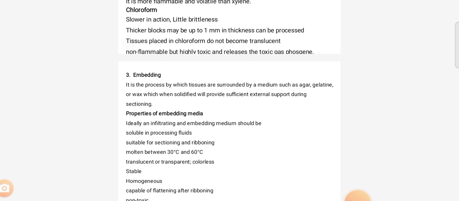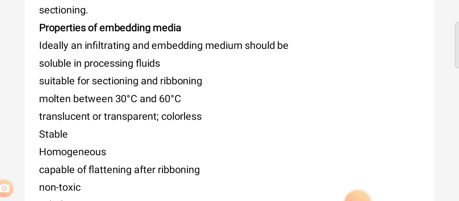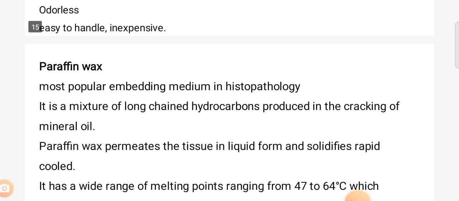Next one, embedding. It is a process by which tissues are surrounded by a medium such as agar, gelatin or wax. Properties of embedding media. Ideally, an infiltrating and embedding medium should be soluble in processing fluids, suitable for sectioning of ribbons, molded between 30 degrees Celsius and 60 degrees Celsius, translucent or transparent, colorless, stable and homogeneous, and capable of flattening after ribboning. These are the embedding process requirements.